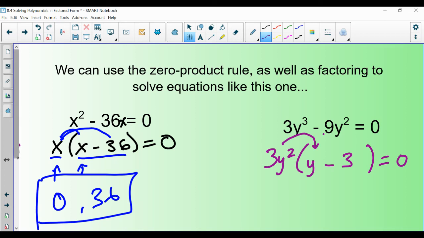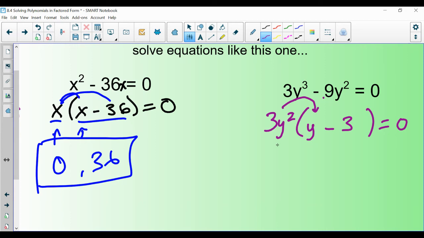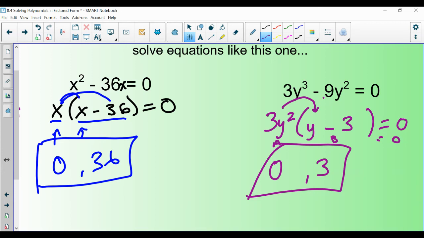Now we get to ask ourselves the same question. Well, this is the zero product property. We have a here, we have b here, and they're being multiplied and equals 0. What would make this one 0? Well, if you square the number 0 and then multiply it by 3, you still have 0. So 0 would make the first part 0, and 3 would make the second part 0. So our answers are 0 and 3.